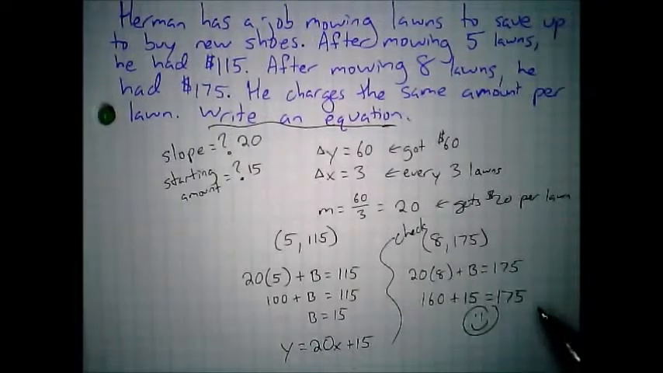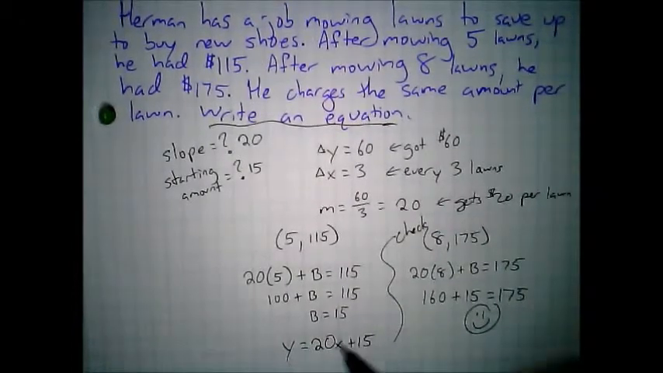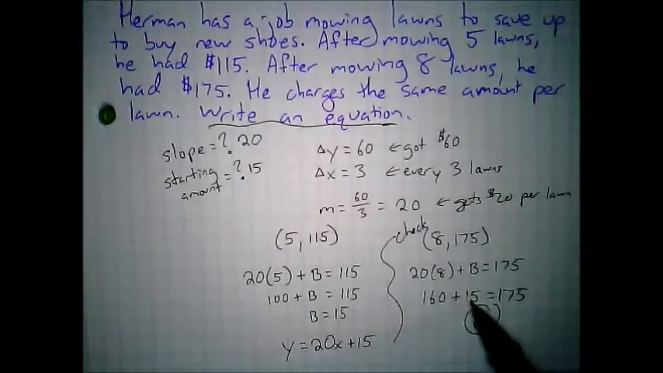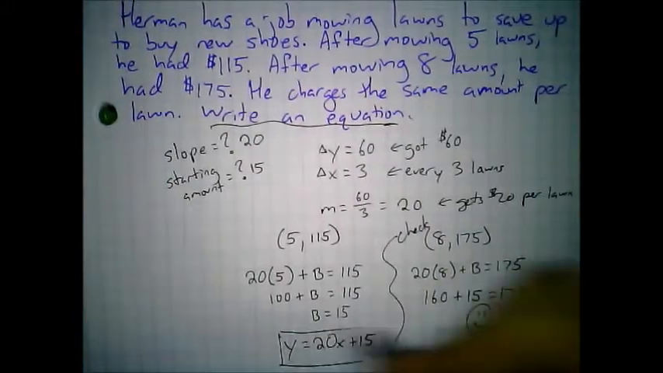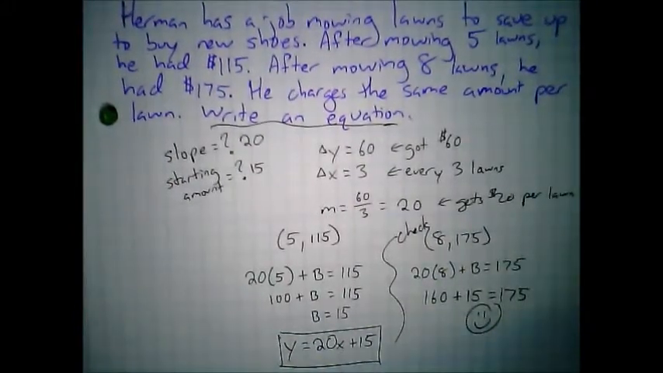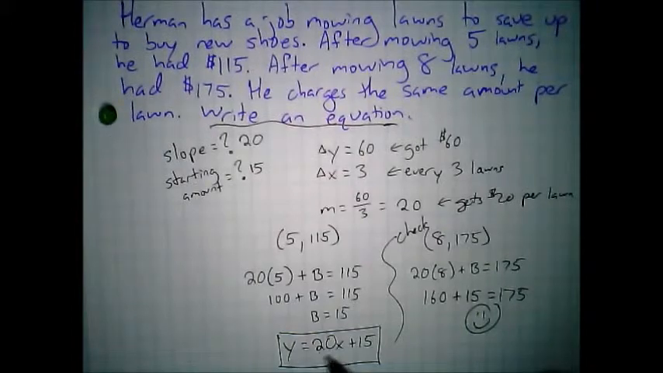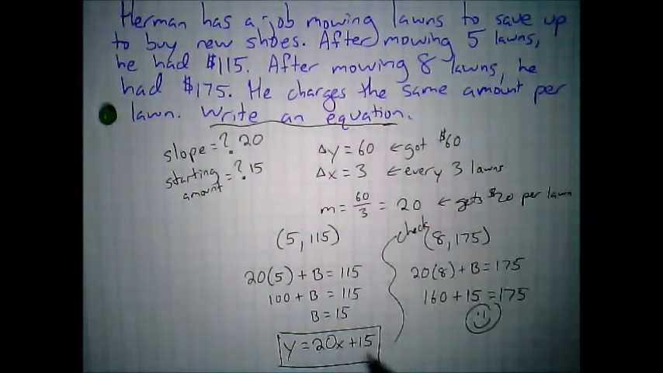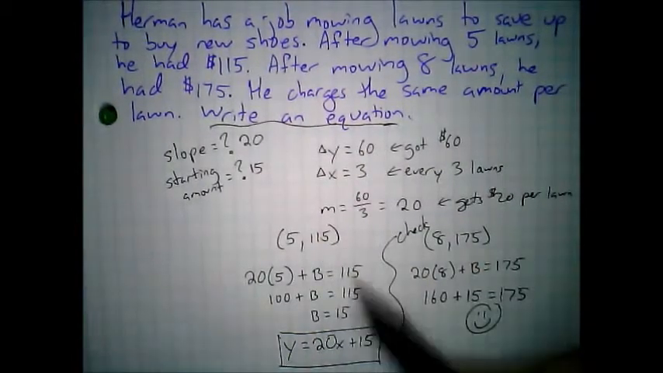Okay, we figured out he started with $15, so if we use this point, we should get the same thing, and we do. 20 times 8 is 160. 160 plus 15 is the 175 we want, so we know for sure that this is the equation. He gets $20 per job, which we figured out from the problem, and he started with $15, which we figured out right here.